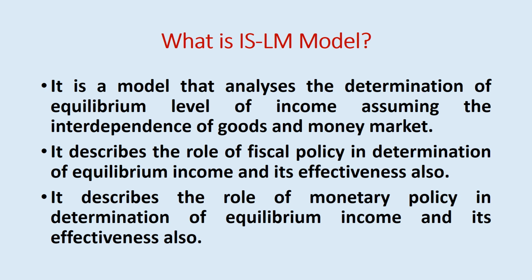This ISLM model helps us find out the role of fiscal policy in determination of equilibrium income, and it also helps us find out whether the fiscal policy would be effective or not, and if it would be effective, to what extent. So in essence, the ISLM model describes the role of fiscal policy in determination of equilibrium income and its effectiveness. It not only describes the role of fiscal policy, that we discussed in the beginning, but it also describes the role of monetary policy in determination of equilibrium income and its effectiveness also, right?